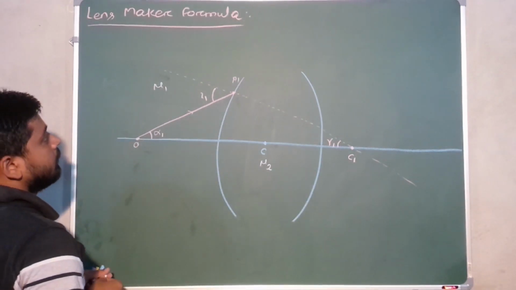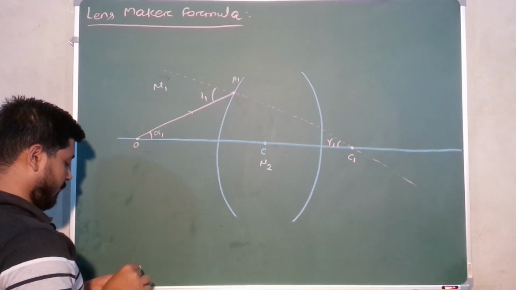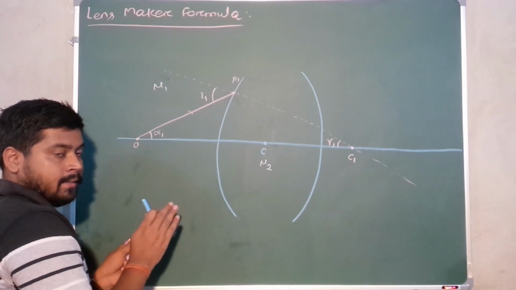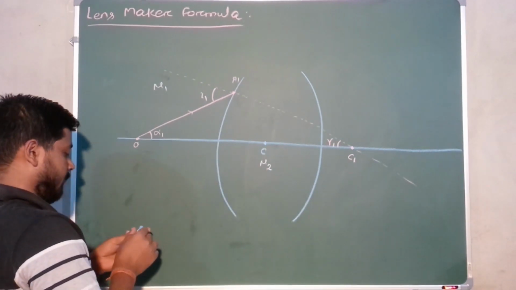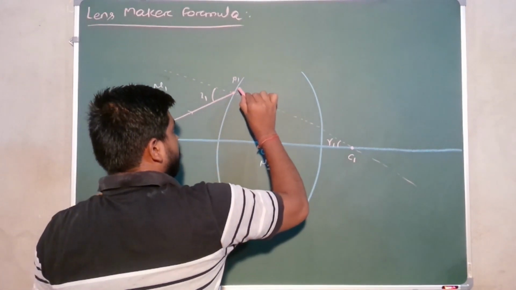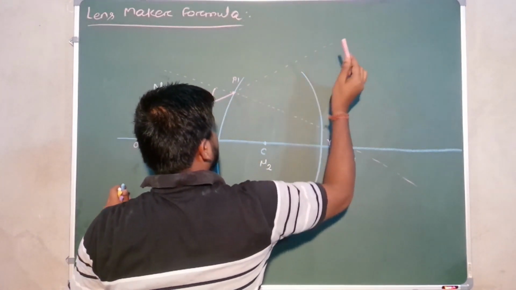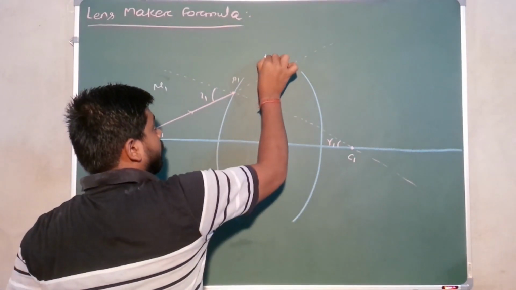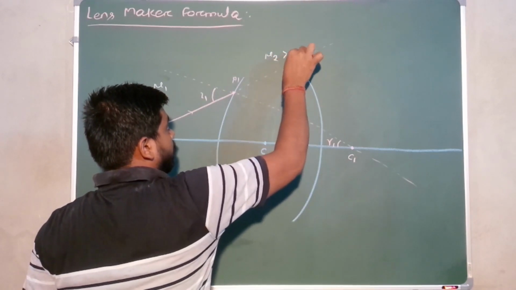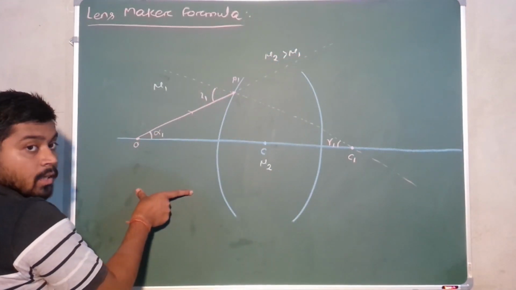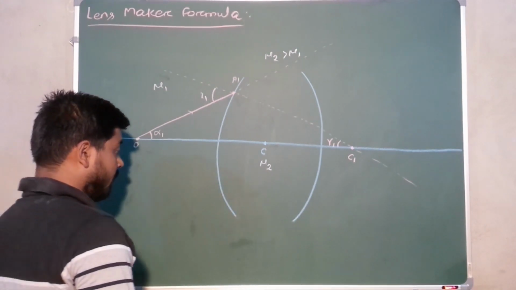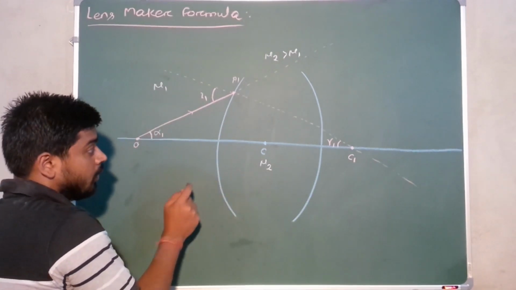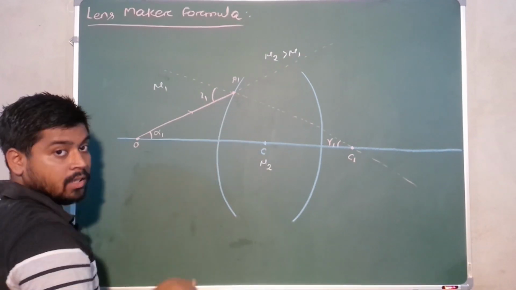If the lens is absent, there is a property of light, rectilinear propagation. We all know in one medium the light goes in a straight line direction. So if the lens is absent, the light must travel in this direction. As the lens is present here, mu2 is greater than mu1. This is the optically denser medium, and this one is the optically rarer medium. The ray travels from the optically rarer medium to the optically denser medium, so the refracted ray must bend towards the normal.